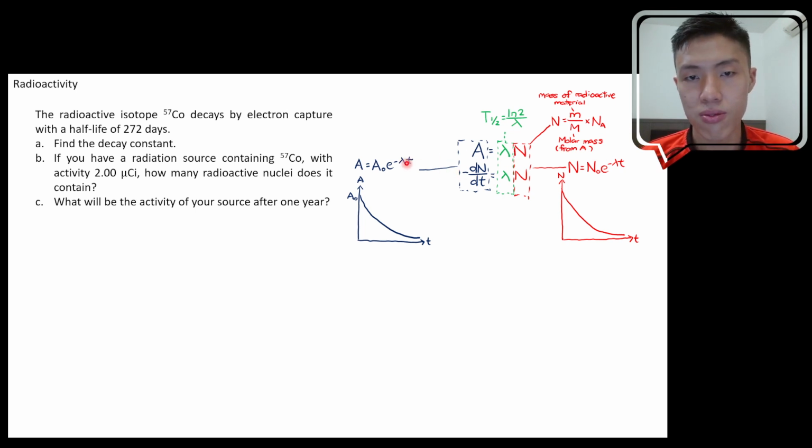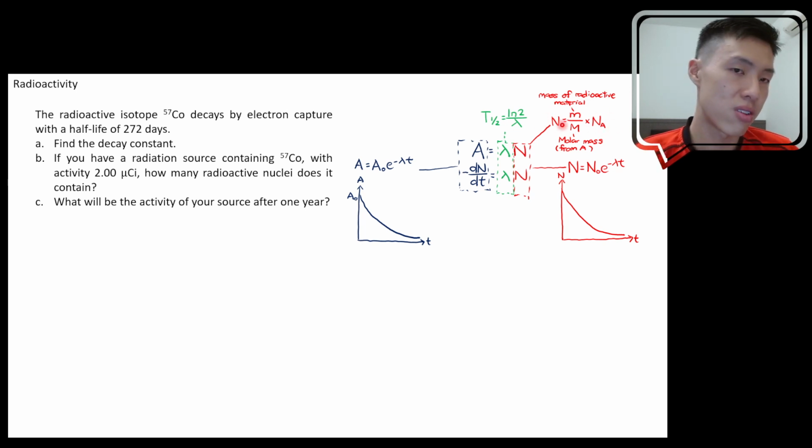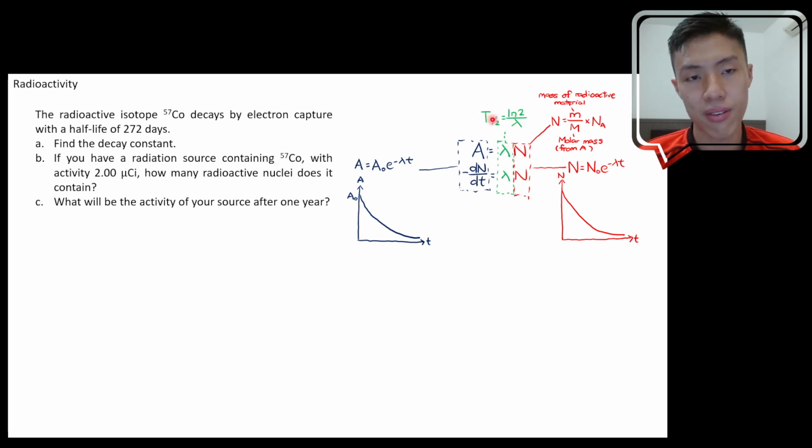For the left hand side, can relate to how the activity changes with time. For the right hand side, can relate to how the number of radioactive nuclei changes with time. And if you don't have the number of radioactive nuclei, you have to derive it from the mass of the material being given. And this decay constant here can also be related to half-life. So this is how you piece everything together.